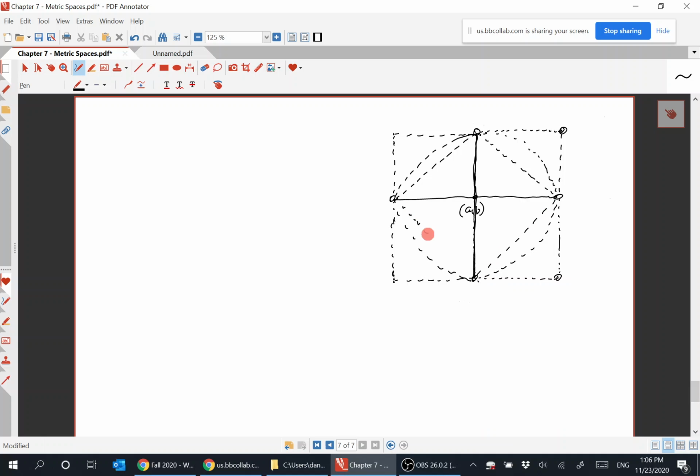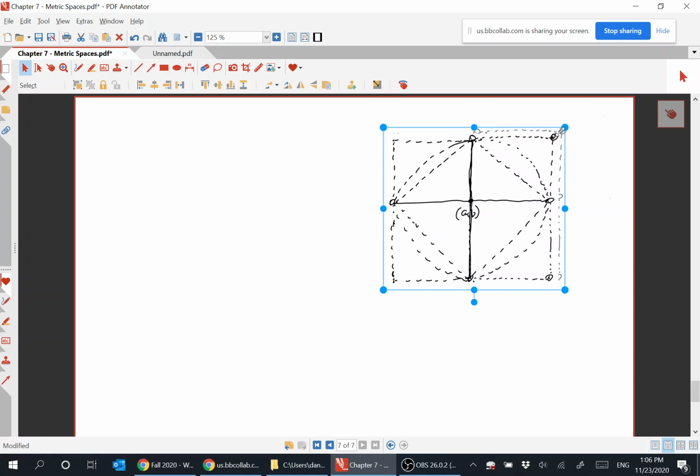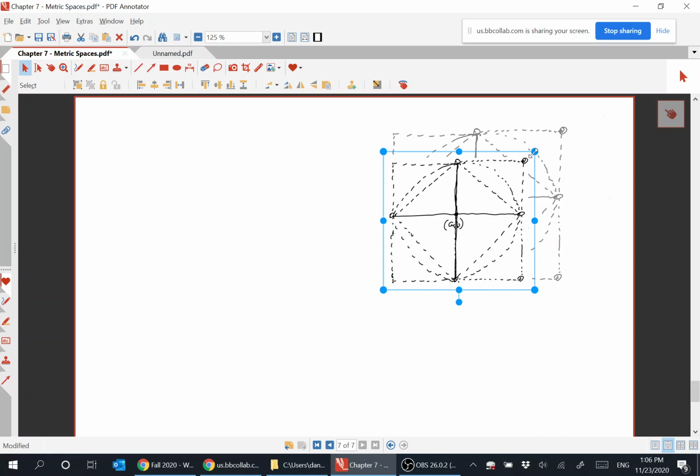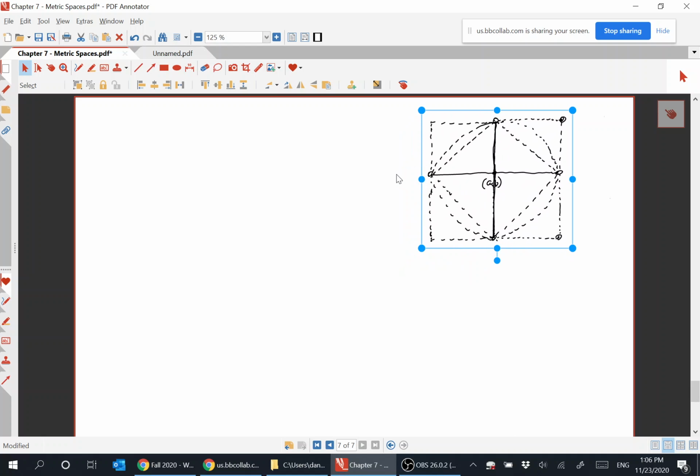Pretty cool. So as you can see, the taxicab metric is always the smallest of the three. The Euclidean metric is always at least as big as the taxicab metric. And the max metric is bigger than the other two. And they coincide at those four corners of the diamond shape.